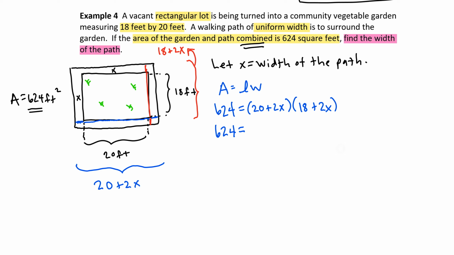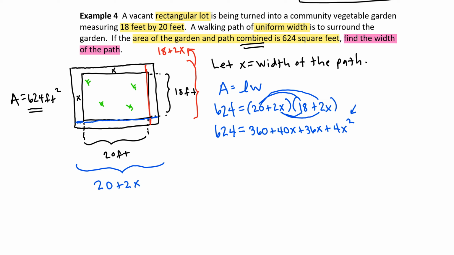So applying our FOIL, 20 times 18 gives us 360. The product of our outside terms, 20 times 2x, is 40x. The product of our inside terms is 36x. And the product of our last terms is 4x squared. So it is definitely quadratic.